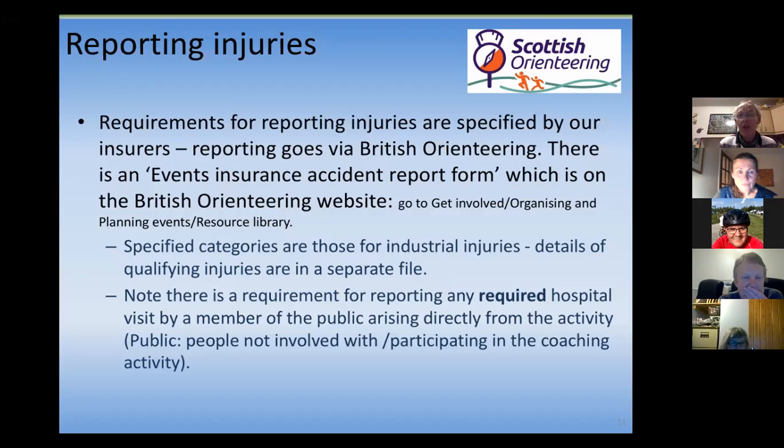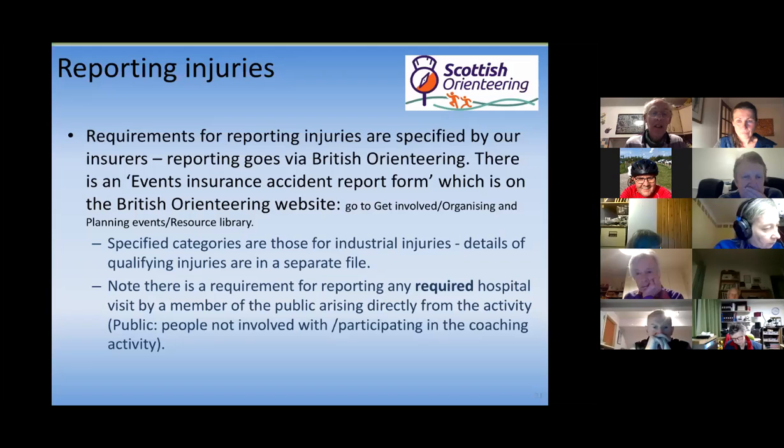The categories there are for industrial injuries. They are specified by the Health and Safety Executive for industrial injuries, and as such, not all of them are obviously related to orienteering. Right? The comment there about a separate file is because within SOA we are trying to get more information on the types of injuries that might happen.